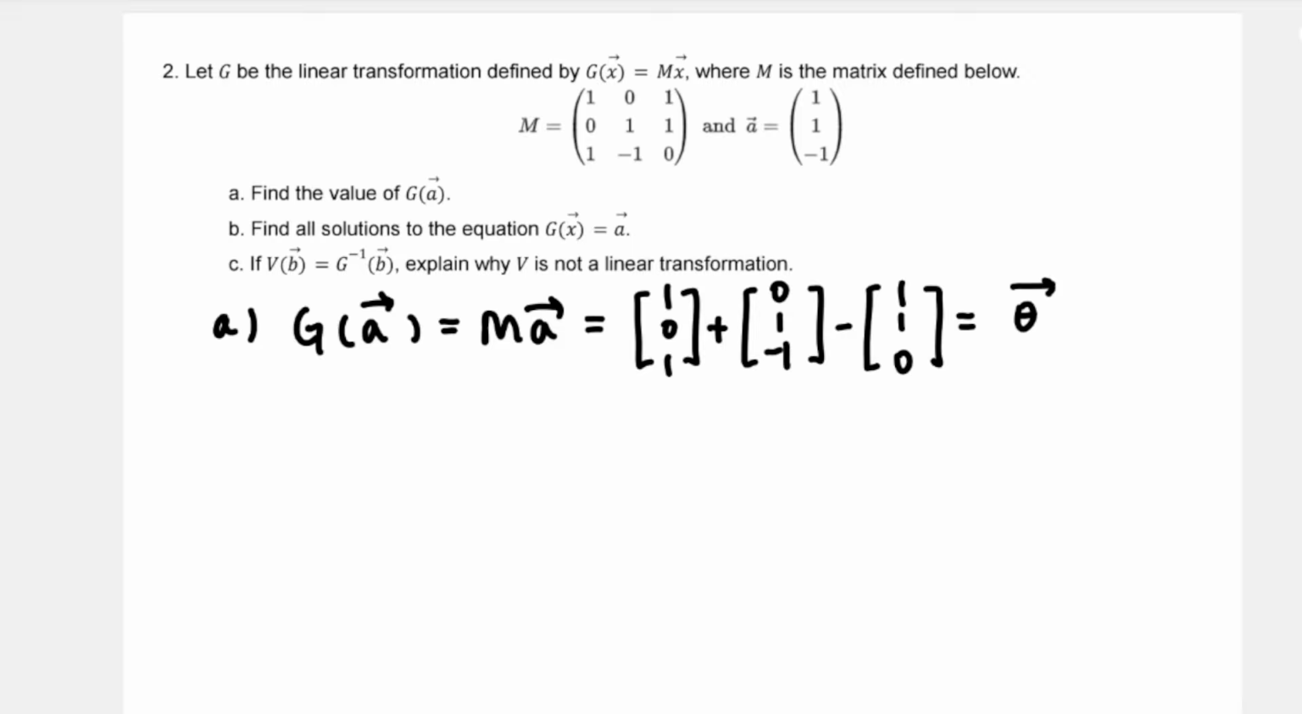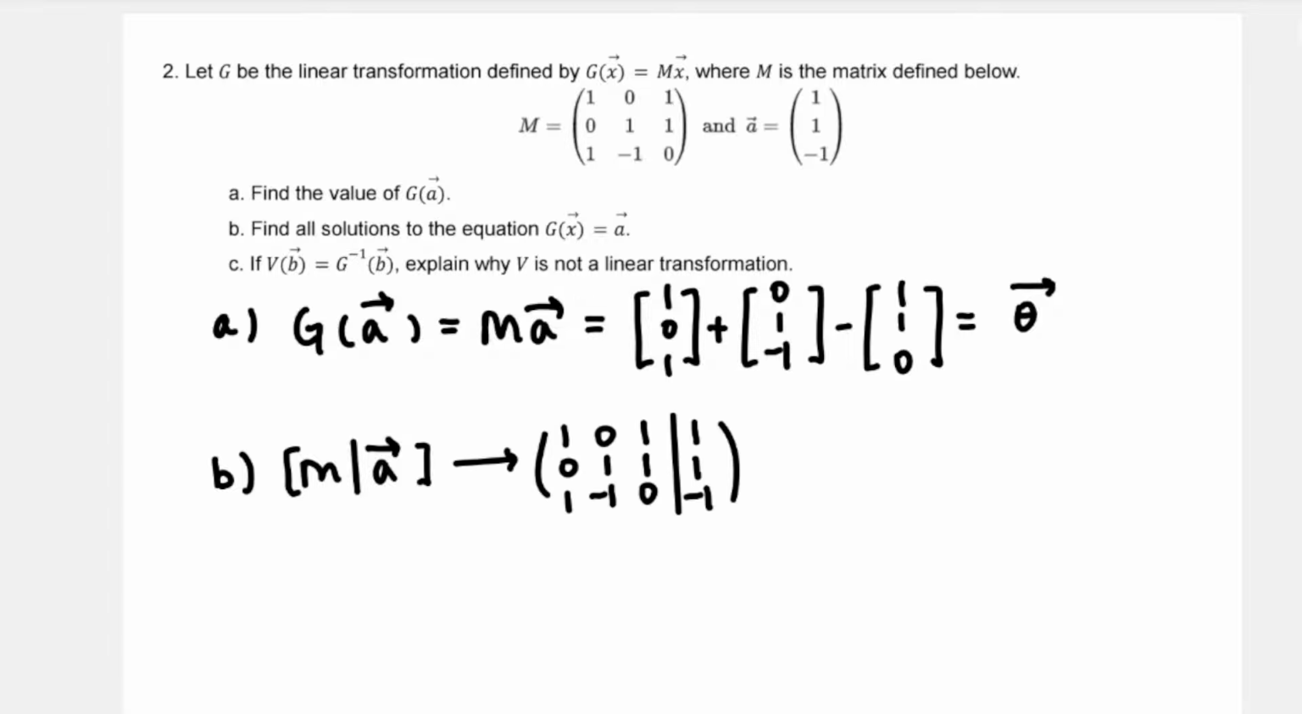And then for part B, if we're trying to find all solutions to the equation g of x equals a, we're going to set up an augmented matrix, row reduce, and interpret our solution. So we're going to set up M augmented with a if we want Mx equals a, and we're going to row reduce. So I'm going to first start by setting it up, and I'm going to probably subtract the 3rd row minus the 1st row, and leave everything else the same.